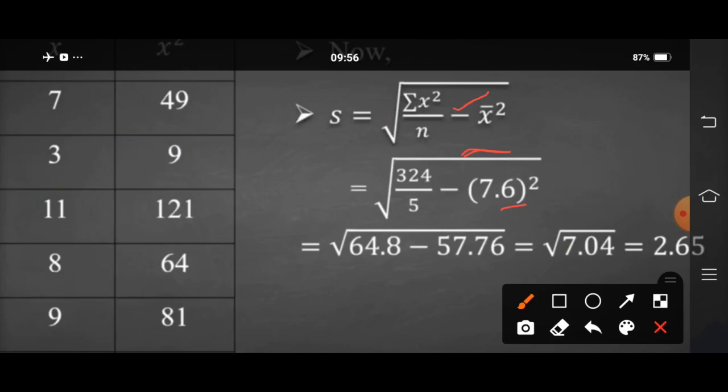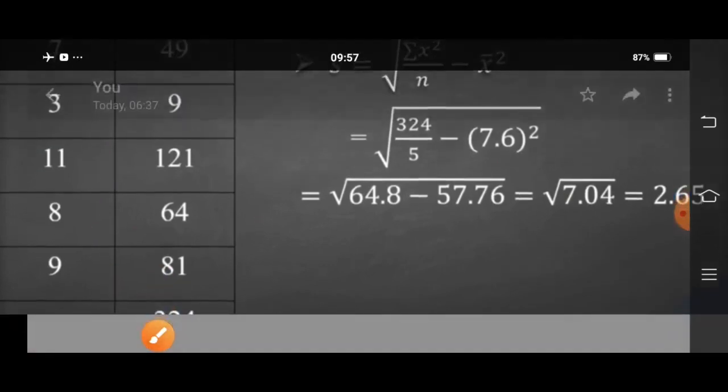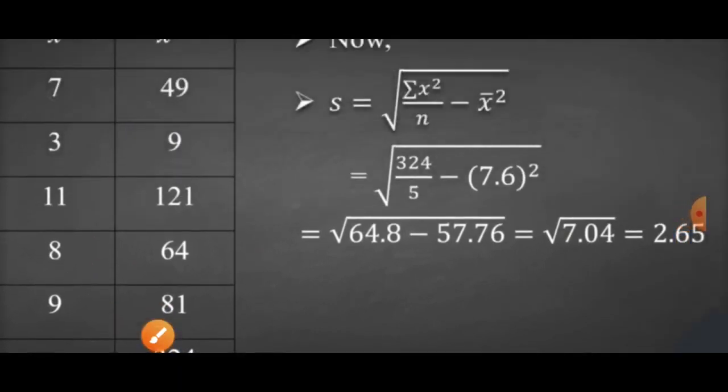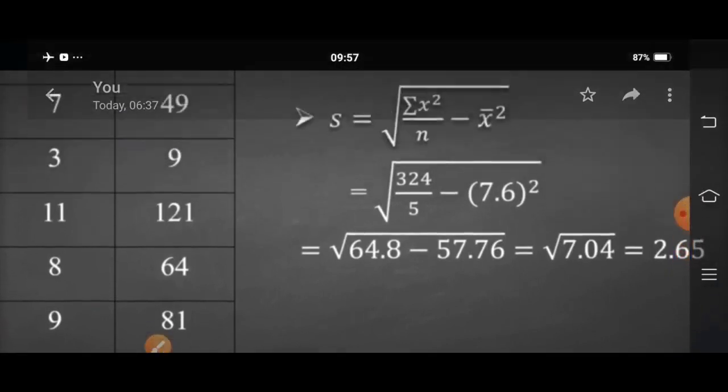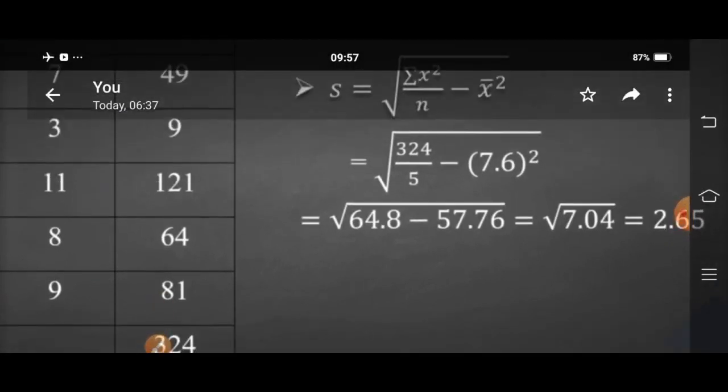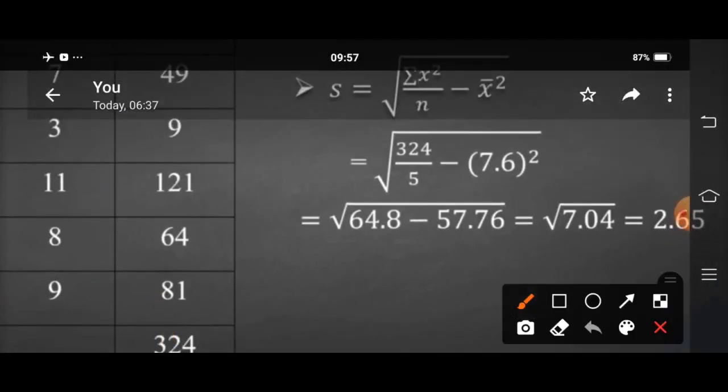So for that we will make a column. All the observations of x are here. Write down the square of each: 7 into 7 is 49, 3 into 3 is 9, square of 11 is 121, square of 8 is 64, 9 into 9 is 81. The total of this is 324. Write down here 324.